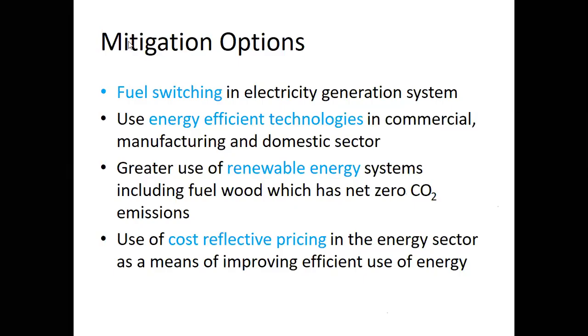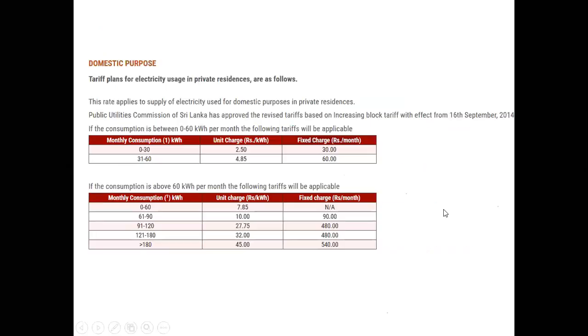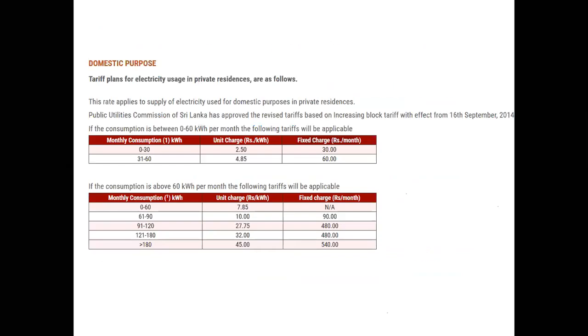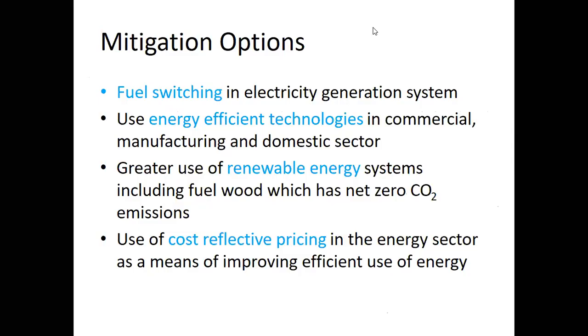Okay, so this is the most important slide. Actually, there are only two slides, and those are the most important thing. What is the first one? Fuel switching in electricity generation systems. By fuel switching, we can reduce global warming or the greenhouse gas effect. How? All of you know.